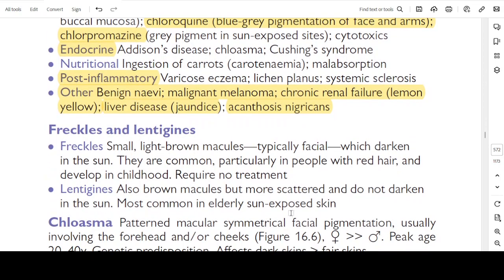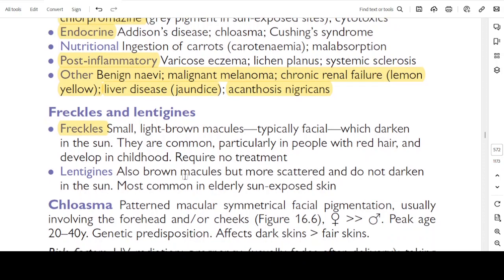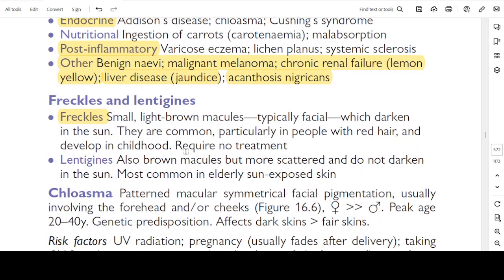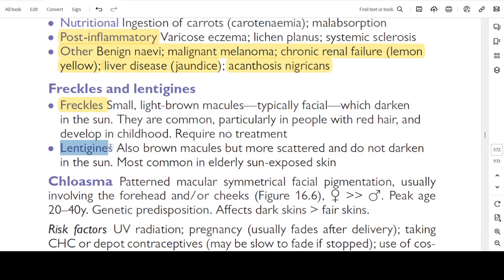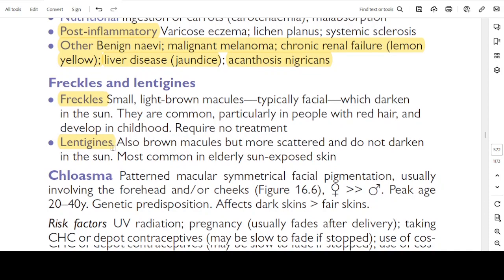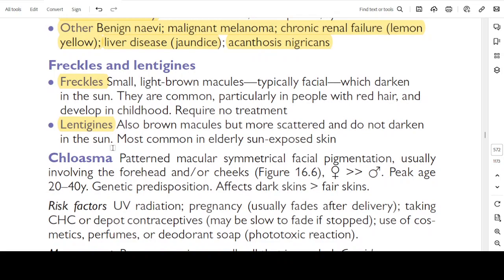Freckles and lentigines. Freckles are small light brown macules, typically facial, which darken in the sun. They are common, particularly in people with red hair, develop in childhood, and require no treatment. Lentigines are also brown macules but scattered, and do not darken in the sun. They are most common in the elderly and on sun-exposed skin.